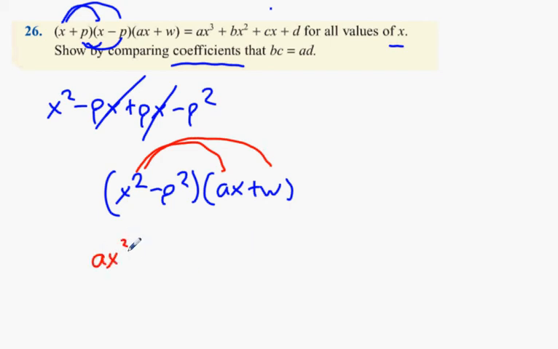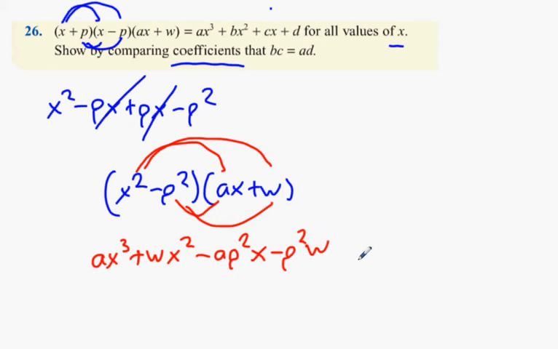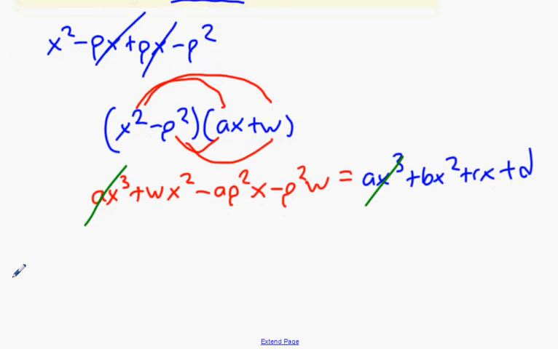Ax cubed, plus w, plus ap squared x and p squared w. Okay. What does that equal over the other side? Okay, good. Now, looking across and comparing. Okay, nothing new to be learned there, is there?